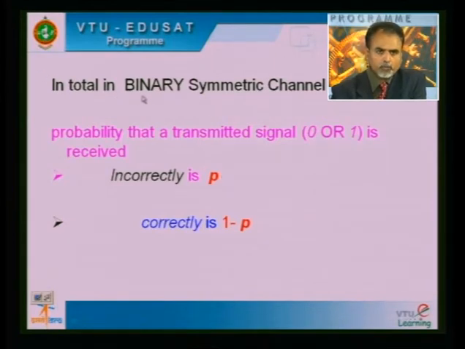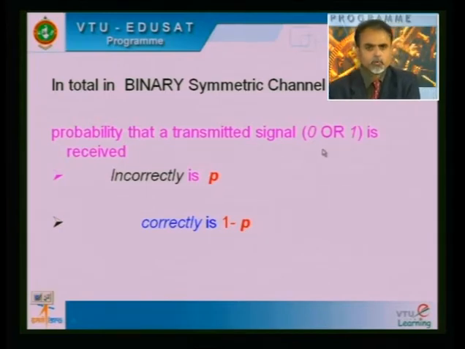In total, in a binary symmetric channel, consider a transmitted signal in terms of 0 or 1. Signal means either 0 or 1; a string means combinations of 0 and 1, and that becomes a word. Like 001 is a word, but a simple 0 or simple 1 is a signal. So the probability of incorrect transmission is p, and correct transmission is 1 minus p. Naturally, if one is 2 by 100, the other will be 98 by 100. That is why it is p and 1 minus p. Either this should happen or this should happen.